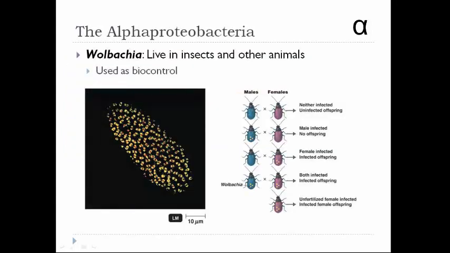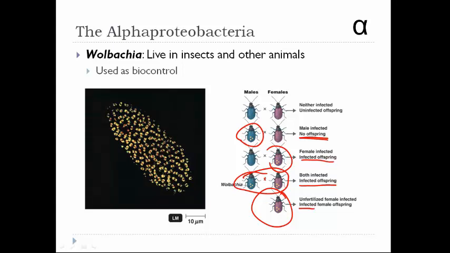Wolbachia is an organism that lives in insects and other animals. It's used as a biocontrol. And it was really cool when they figured it out because if you look here, we're looking at insects. Male and female insects that aren't infected have no problems. If you have a male that's infected, then you get no offspring. If you have a female infected, then you produce infected offspring. If both the male and female are infected, you produce infected offspring. And an unfertilized female can still have offspring, and they are infected.